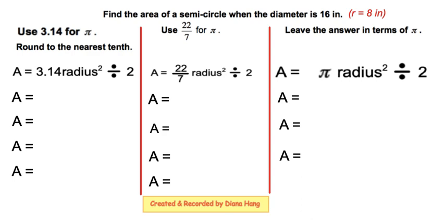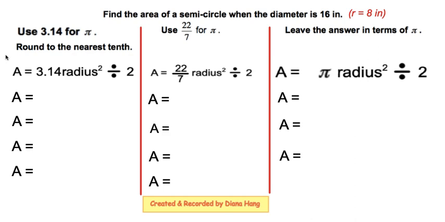In this video tutorial, we're going to be talking about the area of a semicircle when you know that the diameter is 16 inches. So when we find the area of a semicircle, having the value of the diameter doesn't really help us because the formula involves the radius. So hopefully you remember that the radius is half of your diameter. So 16 divided by 2 is how I got 8 inches for the radius.